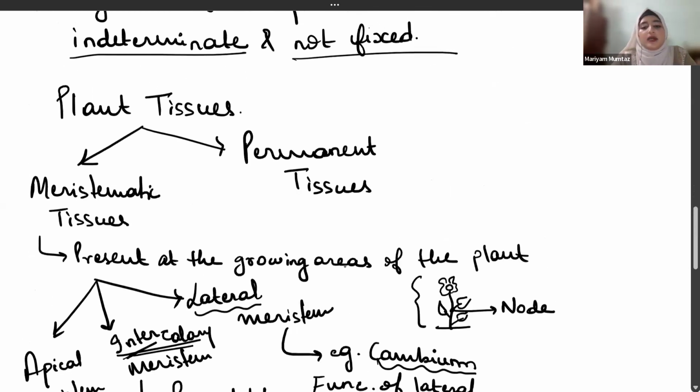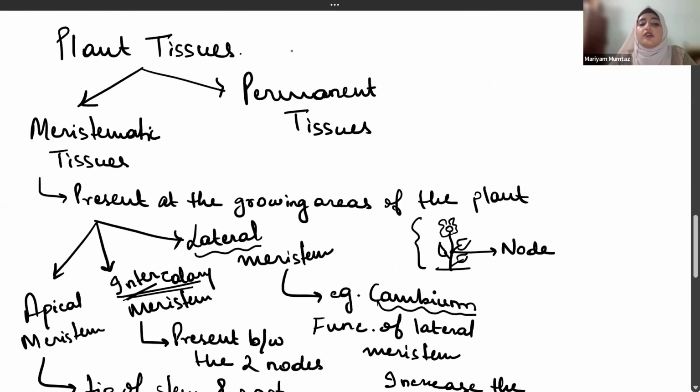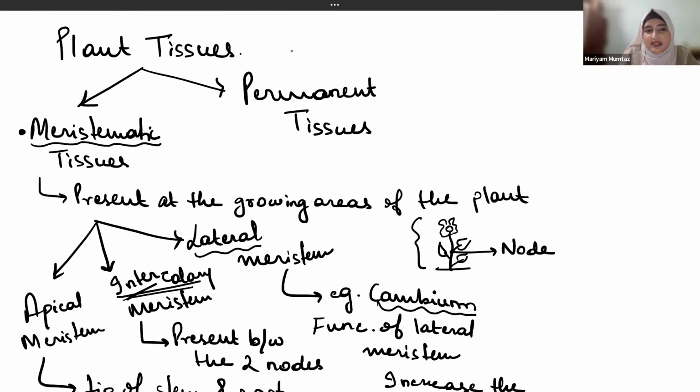Now let us talk about the plant tissues. The plant tissues are of two types. The first type of tissues are meristematic tissues. And then there are permanent tissues. Two types of tissues are there in plants: meristematic tissues and permanent tissues.